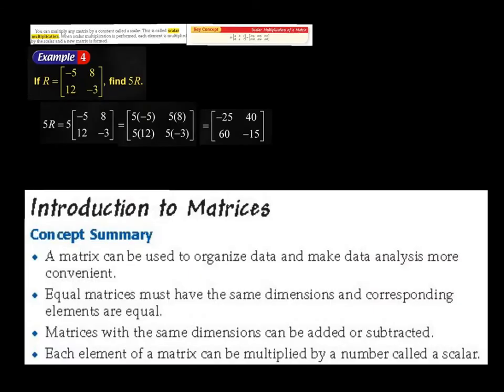A matrix can be used to organize data and make data analysis more convenient. Equal matrices must have the same dimensions and corresponding elements are equal. Matrices with the same dimensions can be added or subtracted. Each element of a matrix can be multiplied by a number called a scalar.